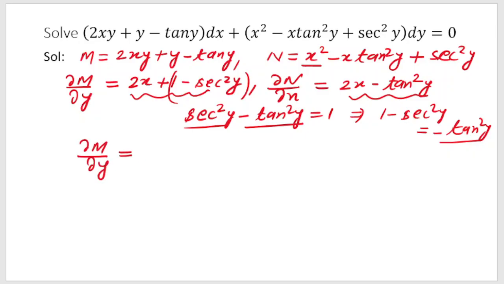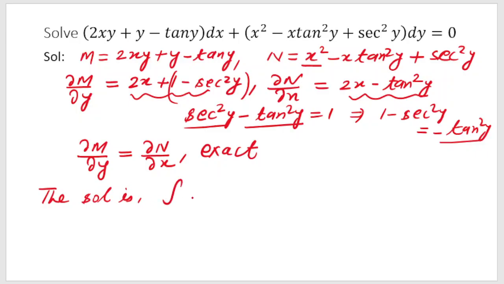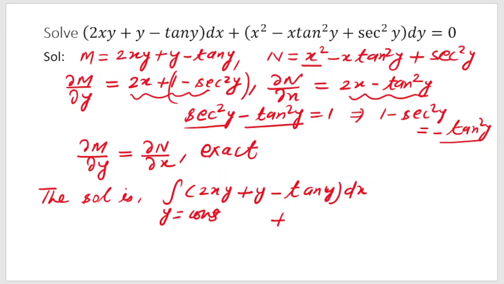So we can now conclude that del M by del y is equal to del N by del x, so the differential equation is exact. And once we have got that this is exact, the next step is to write the solution. Writing the solution is very simple. The solution is given by what? We take all the terms in M. So in M we have 2xy, we have y, and we have minus tan y, right? And we have to differentiate it with respect to x, but we have to keep the y variable as constant, right? And plus, in the second we have to take only those terms which do not contain x.